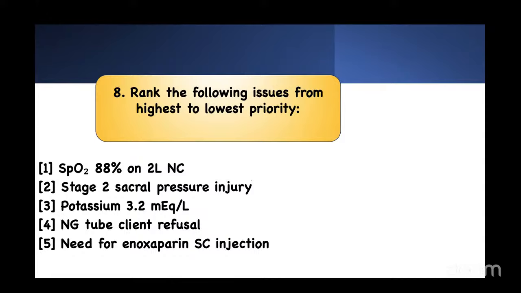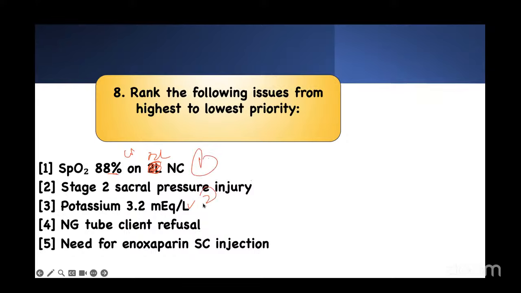Then I got to figure out, we got to provide nutrition, right? The NG tube refusal, I got to deal with it. Then the sacral decubitus, then enoxaparin. If there was no oxygen here, yeah, the potassium would be number one. But for this patient, he's on 2 liters and his sat is still 88, even though he's a COPD patient. We got to do this one first.